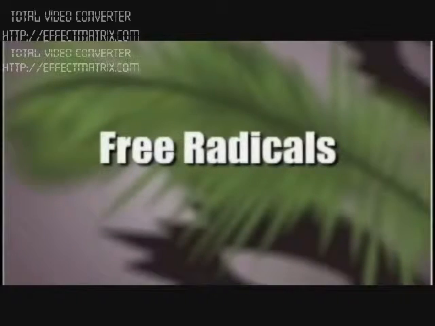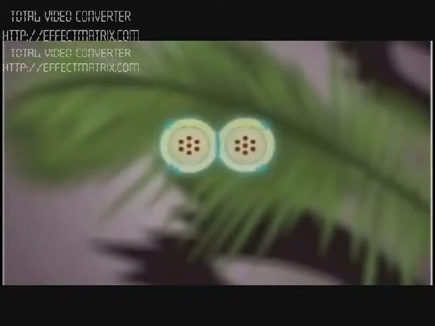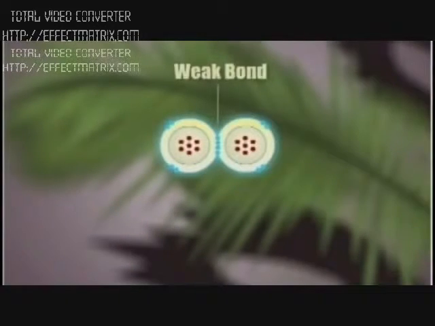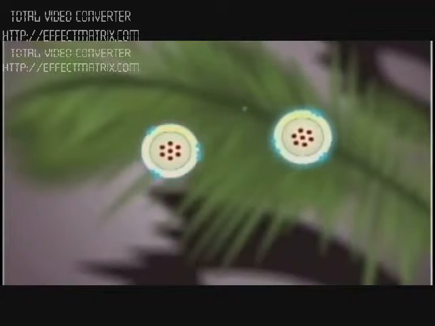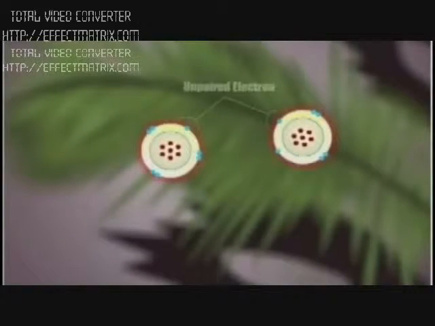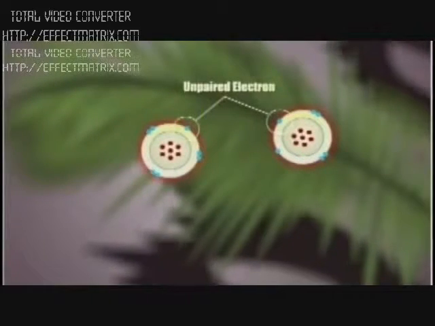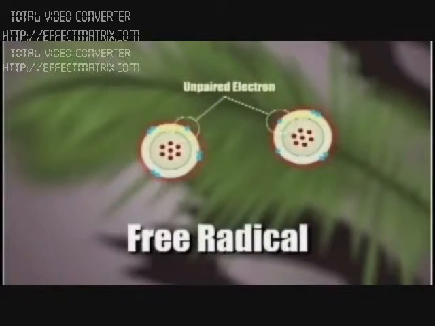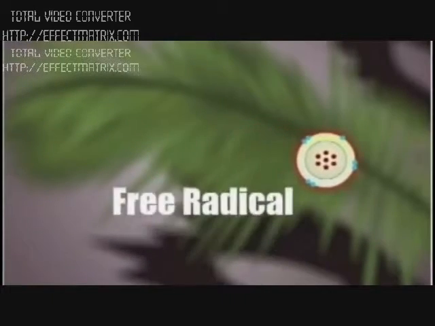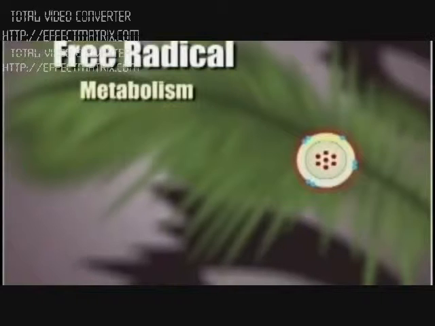Our bodies are comprised of billions of molecular cells held together by electronic bonds. Sometimes these molecules are held together by a weak bond and can split apart, resulting in an unstable molecule with an unpaired electron. This molecule is known as a free radical. Some free radicals occur normally in our bodies through metabolism.